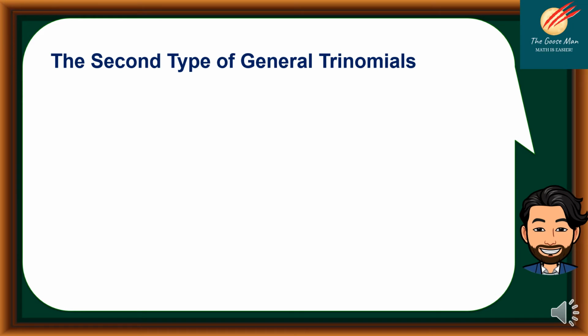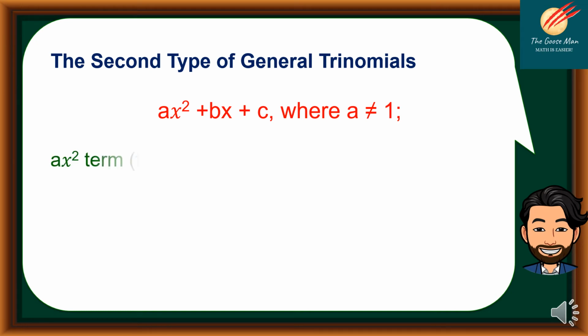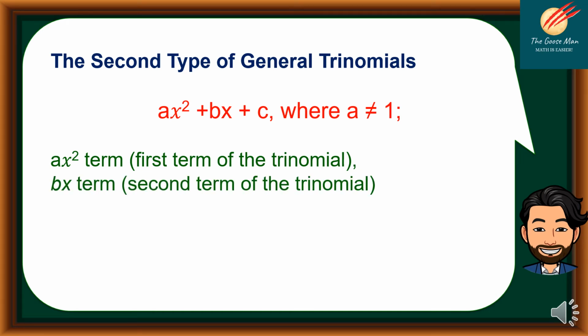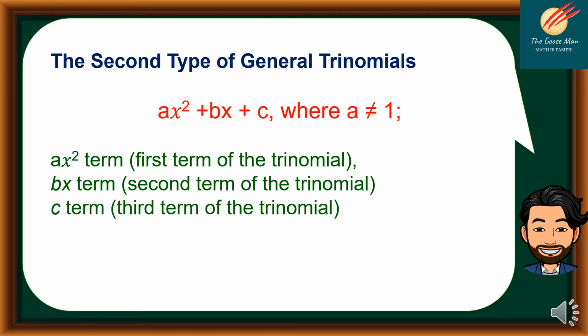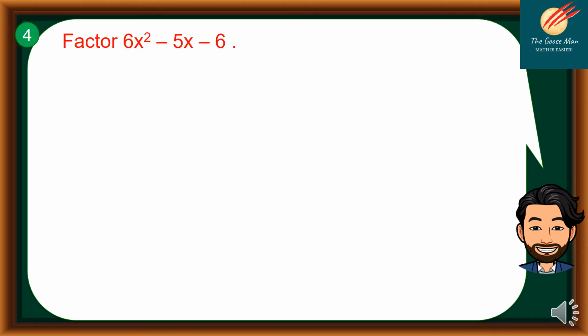The second type of general trinomial is in the form of ax squared plus bx plus c, where a is not equal to 1. Trinomials of this form also have two binomial factors. You need to consider the ax squared term, which is the first term of the trinomial, the bx term, which is the second term, and the c term, considered as the third term of the trinomial, in getting the two binomial factors. Let's move on to problem number 4.